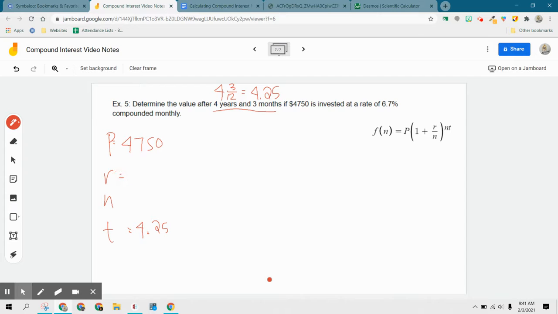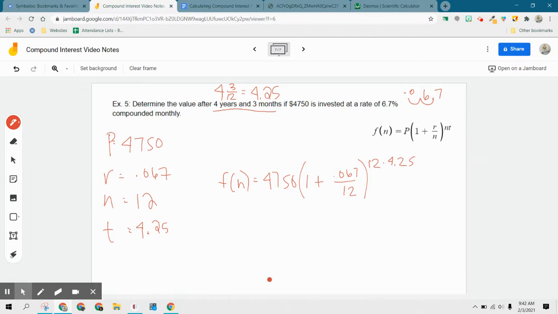Let's take a look at this rate here. Remember, to change our rate to a decimal, we're going to move left 2 spaces. So that's going to be 0.067. And our compounding is happening monthly, so that's going to be the number 12. Now this question just wants the full amount, so we are just going to find our total here. Our principal is $4,750. We have 1 plus 0.067 divided by 12. And out here, we're going to have 12 times 4.25.